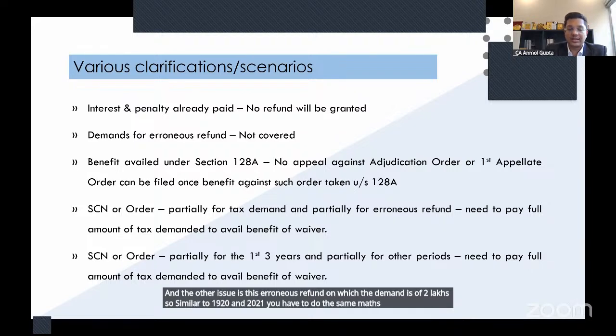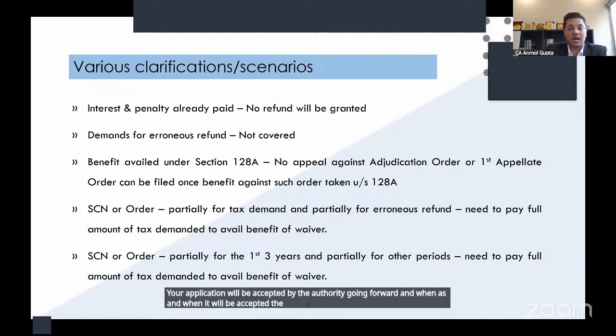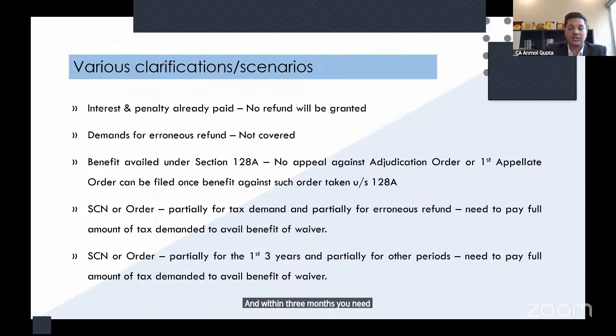You need to pay the entire 10 lakhs and apply for the scheme. You need to pay the 10 lakhs before 31st March 2025. You need to file an application under the scheme. Your application will be accepted by the authority going forward, and as and when it is accepted, the authority will say that now you need to pay interest and penalty on that 2 lakhs also, and within 3 months you need to pay the interest and penalty on that 2 lakhs also.